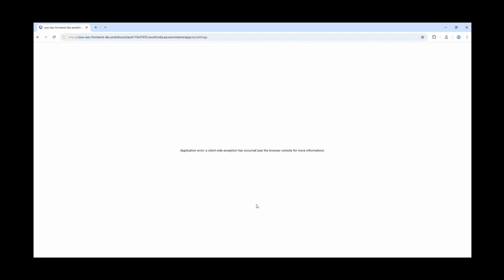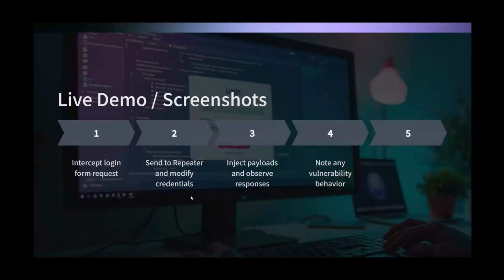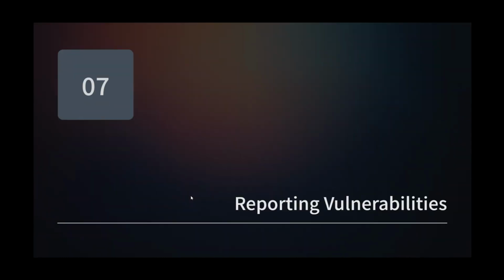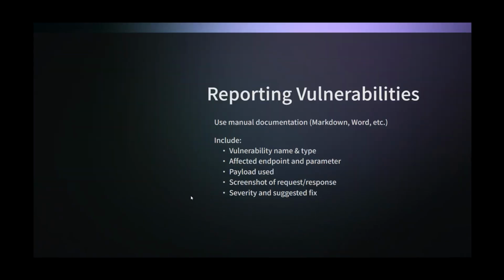And I will go to my slide deck again. That was the live demo. When we go to the report, for issues like this we have to report them manually. We have to include the vulnerability name and type, the affected endpoint and parameters, the values we used, a screenshot if we have one, the severity, and the fix we can mention in the report.